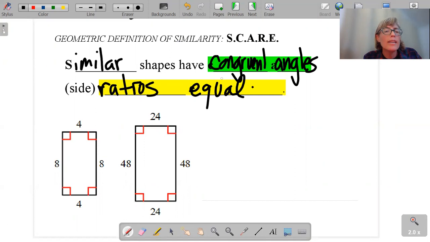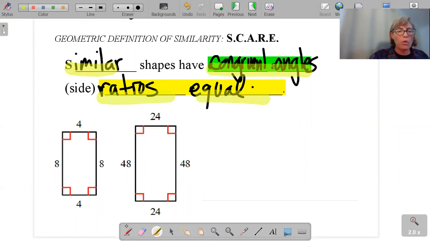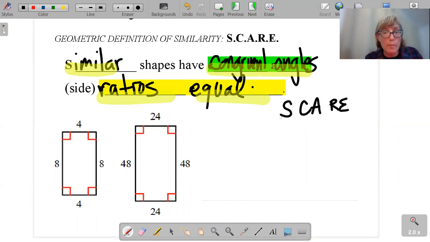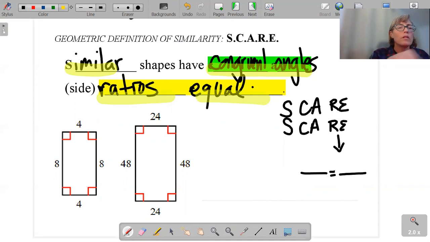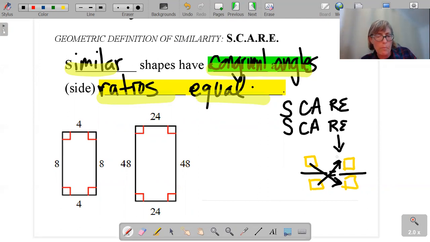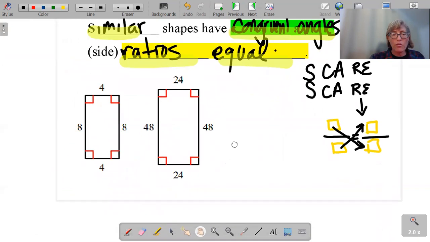Definition of similar: similar shapes have congruent angles and ratios which are equal. Ratios equal means you have a proportion. So for the rest of this unit, all 3 lessons, 90% of what you're going to be doing is cross-multiplying and solving proportions. This is how you test for similarity.